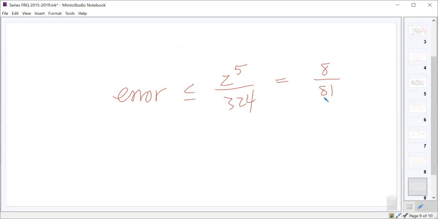Eight over 81. Oh, that's good. I got it right. There's your bound on the error, 8 over 81. 1 point for using the 5th term, 1 point for the answer. So 2 points for that. Pretty generous for them to give you 2 points for that. Good? Any questions on that?